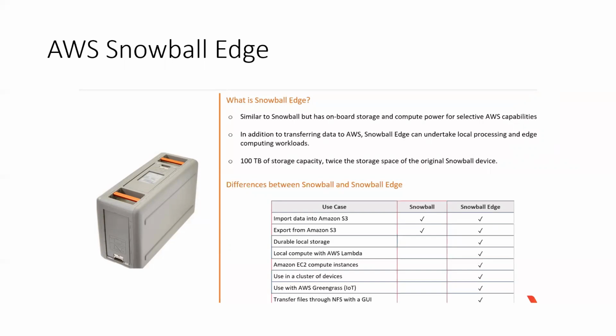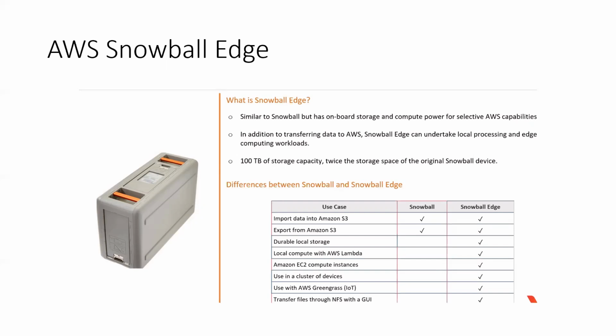Now, the difference between Snowball and this is that with Snowball, you can import data into S3 and export from S3 in Amazon. Basically, whatever data is there, you are storing it in S3. However, Snowball Edge lets you connect with AWS Lambda. That means you can build serverless applications, and you can connect that data with EC2 instances. So for whatever data was there for an EC2 instance, you can transfer that data also. Okay. And for IoT applications, there is the Greengrass service, so you can use that also.